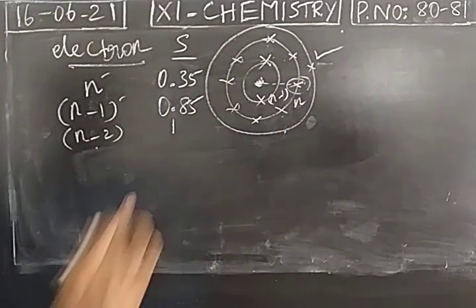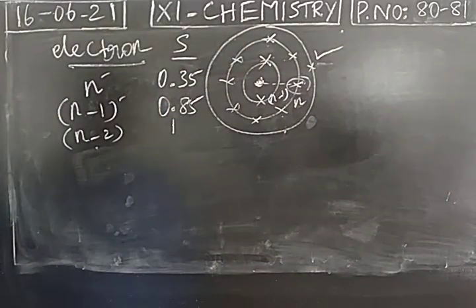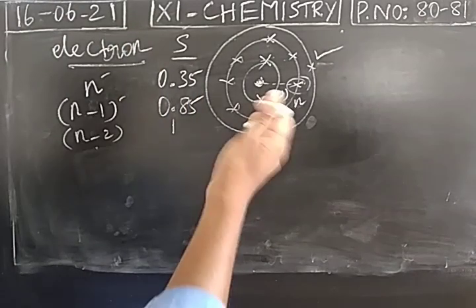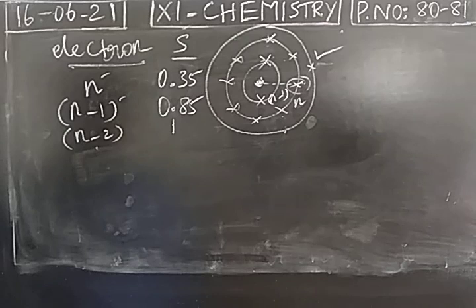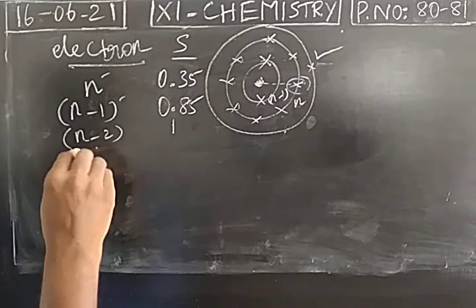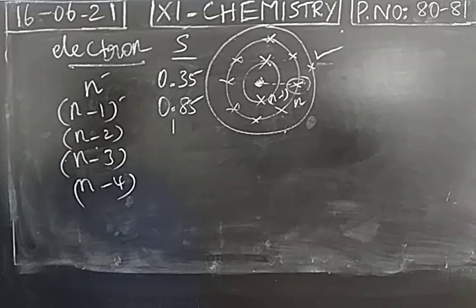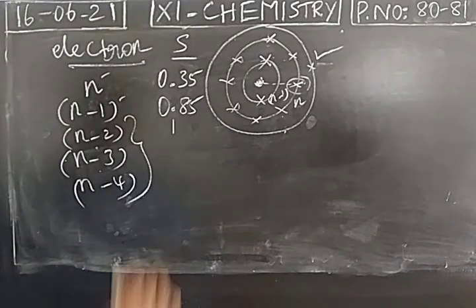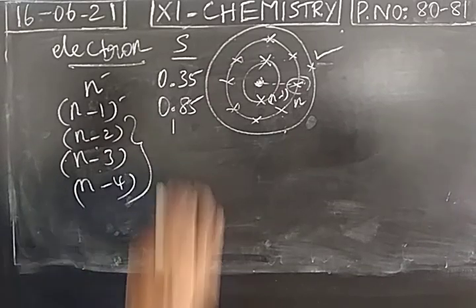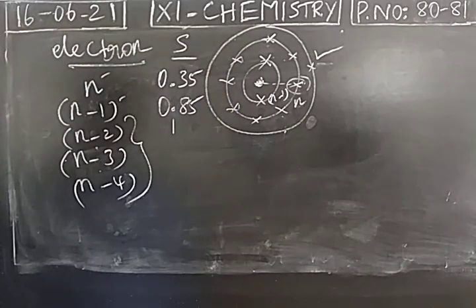Remaining electrons in the nth cell will contribute 0.35 as a value towards screening constant. The immediate next inner cell, called the n minus 1 cell, contributes 0.85 towards screening constant. All other inner cells, the n minus 2 cell, n minus 3 cell, and so on, all the electrons in the inner cells will contribute 1 as a value towards screening constant.